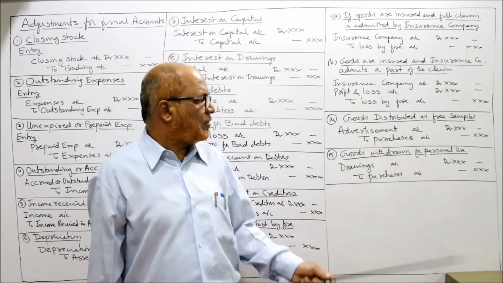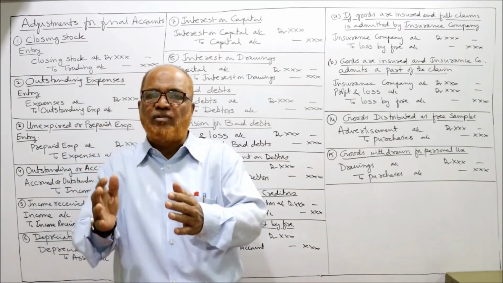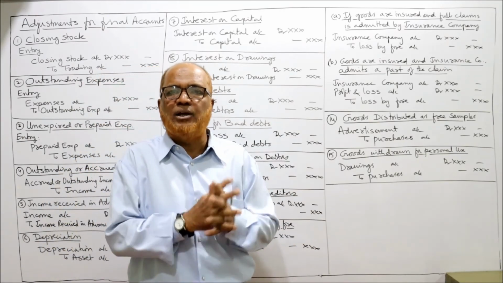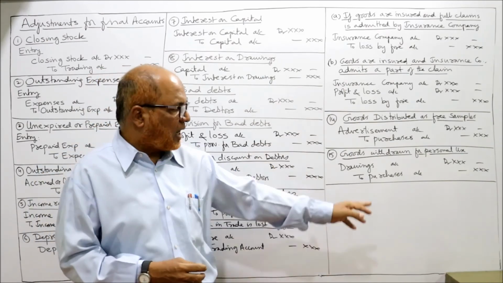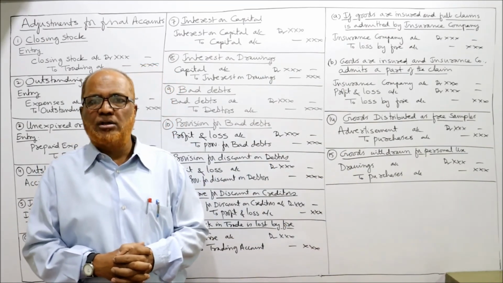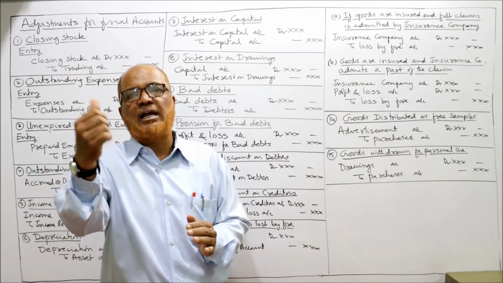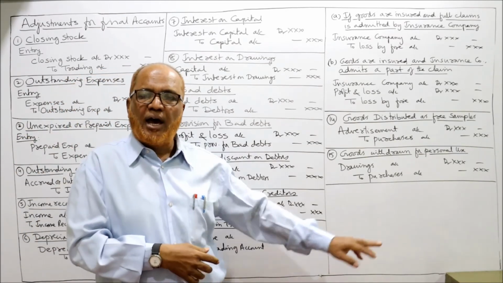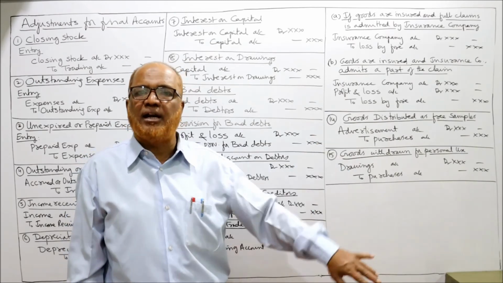Last one, goods withdrawn for personal use. Sometimes the owner of the business will withdraw the goods for his personal use. It is called drawings. So entry will be drawings account debtor to purchases account. So what is the effect? Drawings will be deducted from capital on the liability side of the balance sheet, and that amount will be deducted from purchases in the trading account.